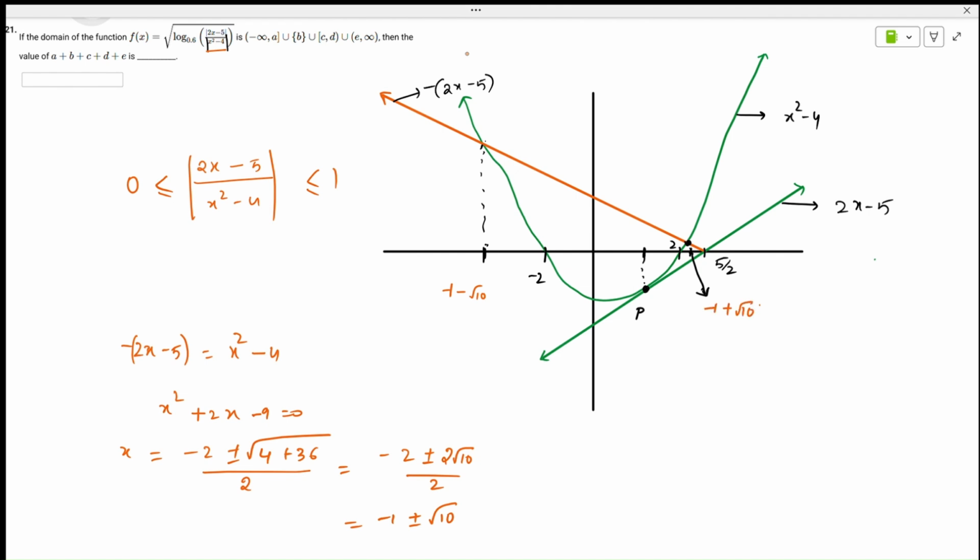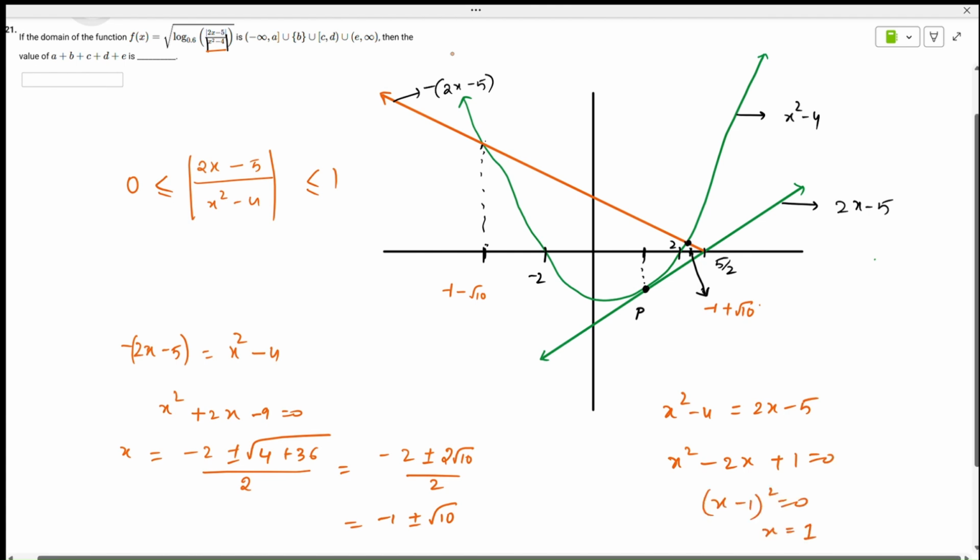Okay, and this point P, we'll get by solving positive line and positive parabola. So x square minus 4 equal to 2x minus 5, x square minus 2x plus 1 equal to 0, x minus 1 whole square equal to 0, so x equal to 1. So P's abscissa is 1. So these are the few important points here.